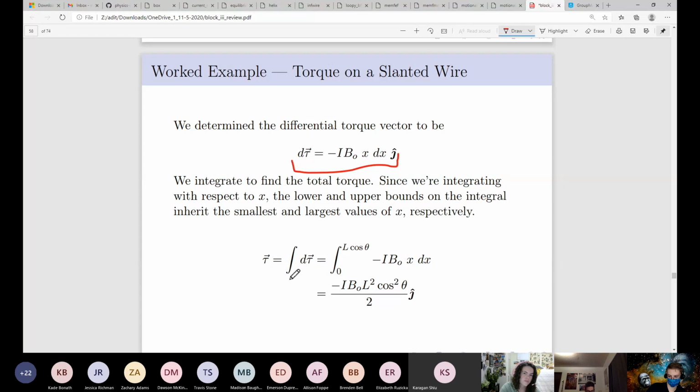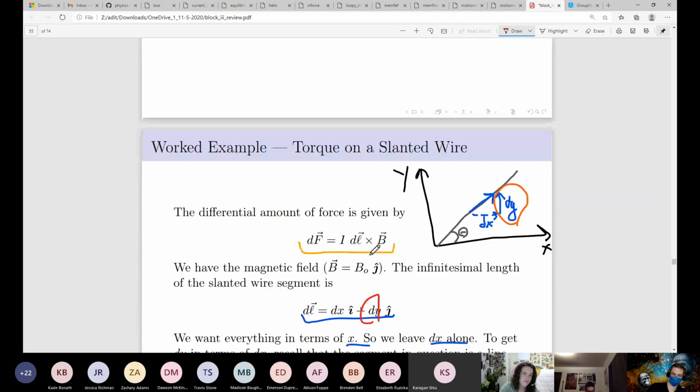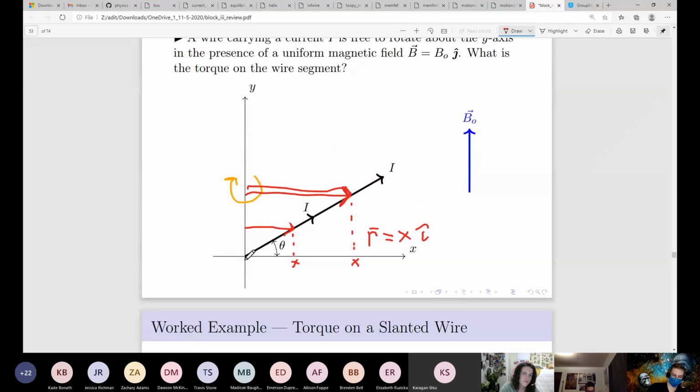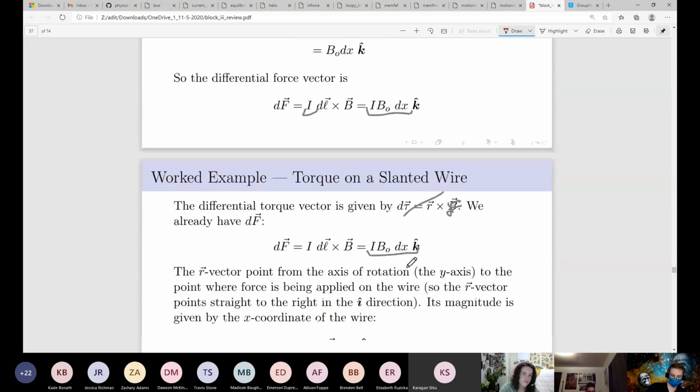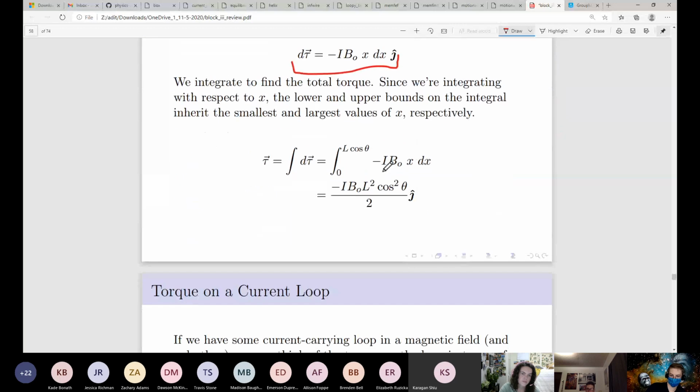Torque is the integral of the differential torque. And since we're integrating with respect to x, the bounds of integration will inherit the smallest and largest x coordinates. So if we look back at the picture, x started right here at 0, and the largest x coordinate was all the way over here at L cosine theta. So those are my bounds. These are just constants. Integrating with respect to x gives us x squared over 2. Then I plug in my bounds and that should be it. Any questions about that?